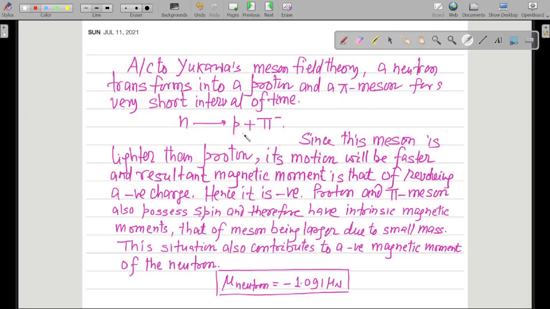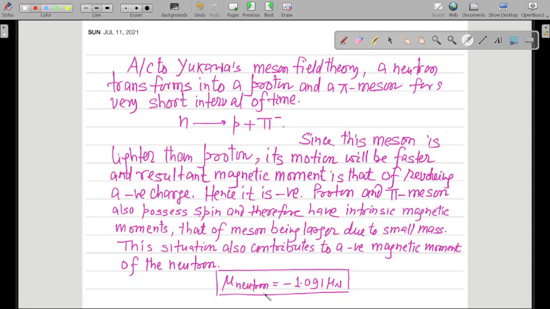So the overall effect will be that the proton, as it is very heavy, will more or less remain at much the same velocity. It will not contribute much to the magnetic moment because it has higher mass, so it is basically moving slowly. So this particular situation contributes to a negative magnetic moment of the neutron.